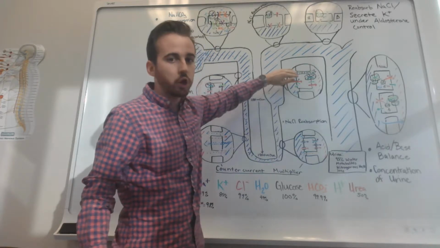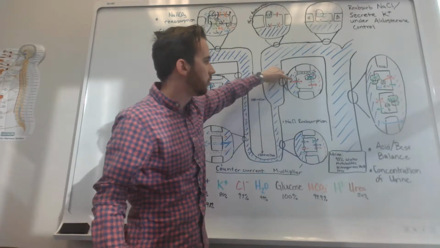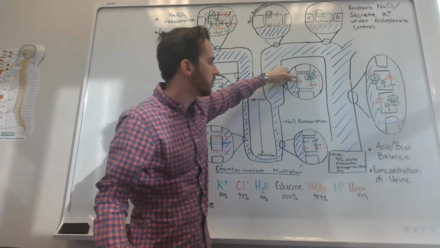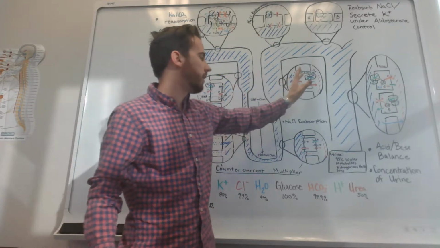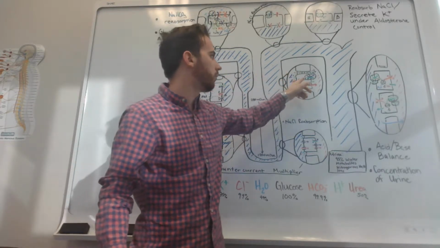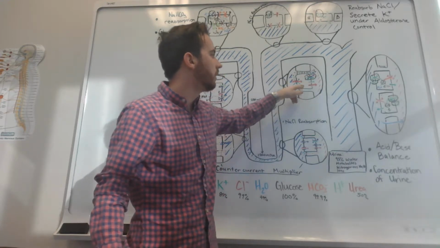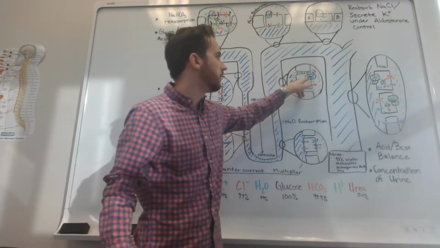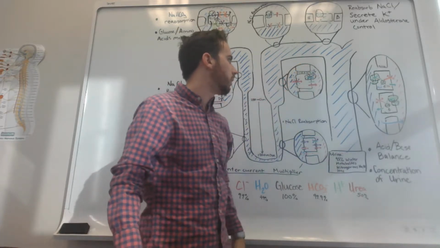So in the thick ascending loop of Henle, we have this special transporter. It's a co-transporter, and for every 2 chloride ions, you move 1 potassium and 1 sodium ion into the cell, okay? That creates a gradient, which then allows for movement of potassium out of the cell, and for chloride out of the cell. We also have our sodium potassium pump, which is promoting that as well.